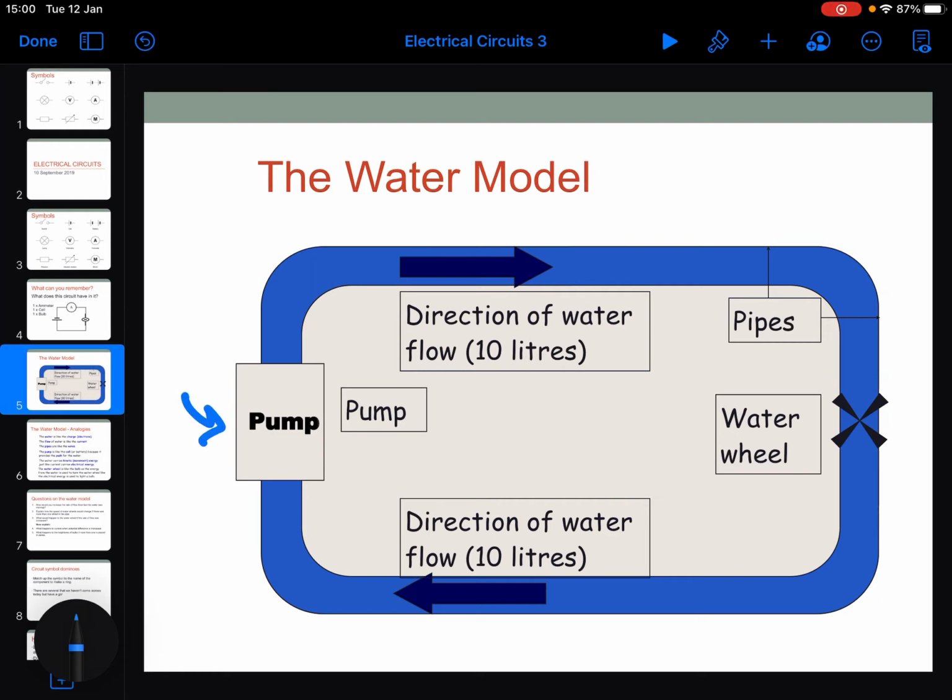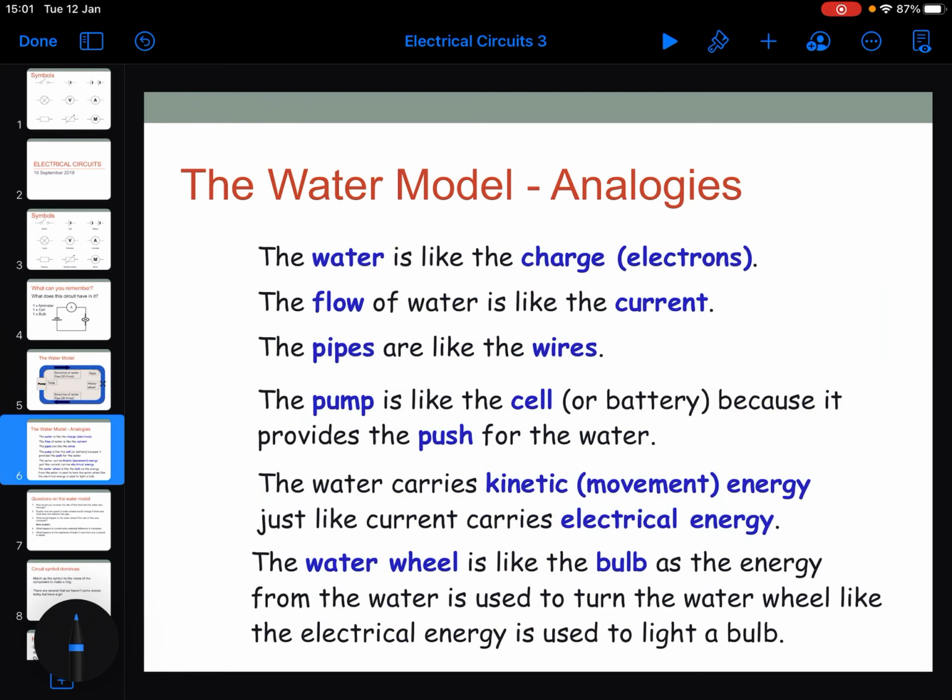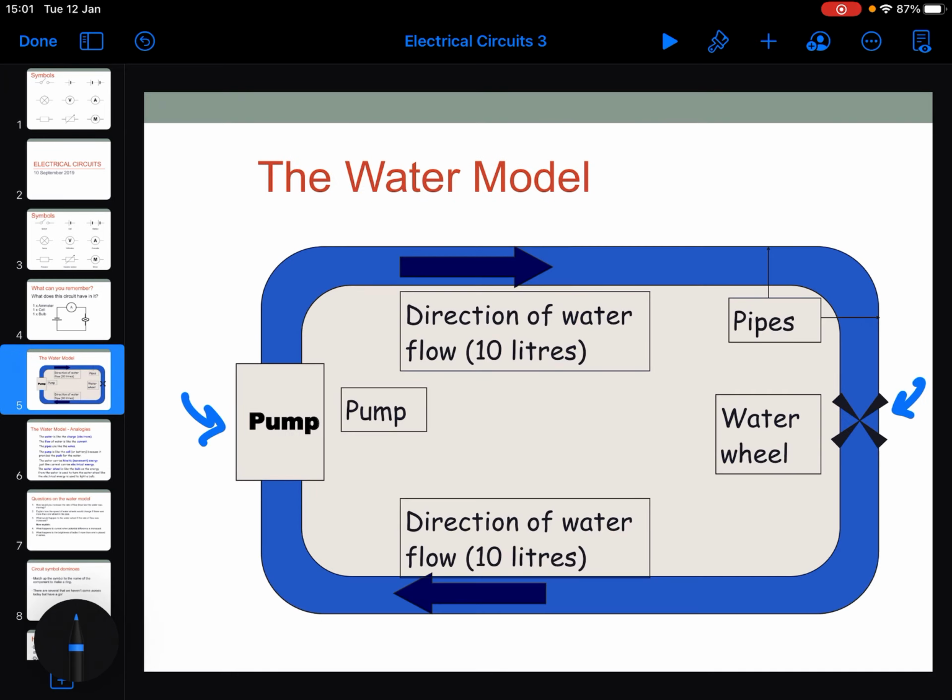On the other side is a water wheel, which is turning. So it's going round and round and round. So it's taking the energy from the pipes, from the water, and turning. So, a couple of facts. The water is like the charge or the electrons. So the electrons flow around the circuit, as does the water. The flow of water is like the current. Remember, current is how fast those electrons are flowing.